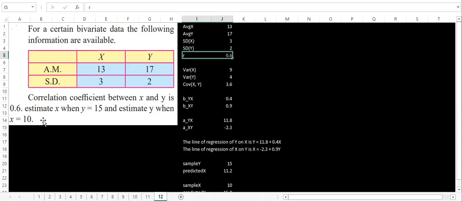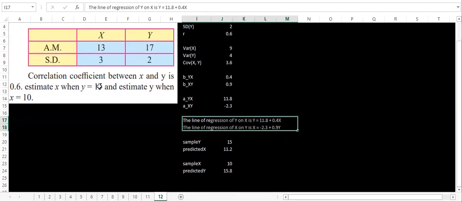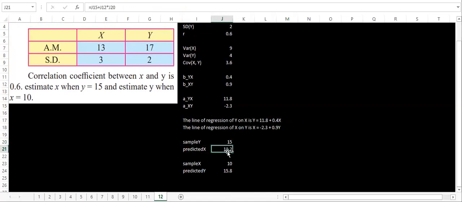So this is the case when we need the line of regression of both y on x as well as x on y. And using the same drill, you can find all of the quantities and the lines of regression. Using the lines of regression, for a sample value of y equal to 15, you get the predicted x value as 11.2 using the first equation, and for a sample value of x equal to 10, you can predict using the second equation that the predicted y value comes out to be 15.8. So if I were to mark this, this is the first answer and this is the second answer. Feel free to check the numbers, but yeah, we are done with the problems.